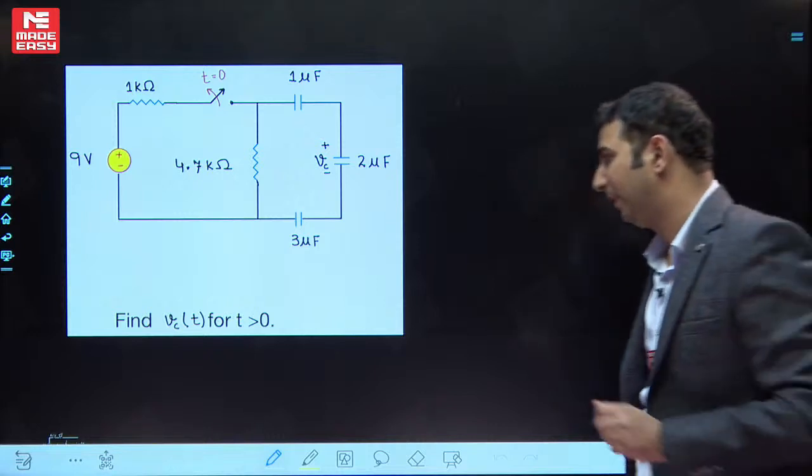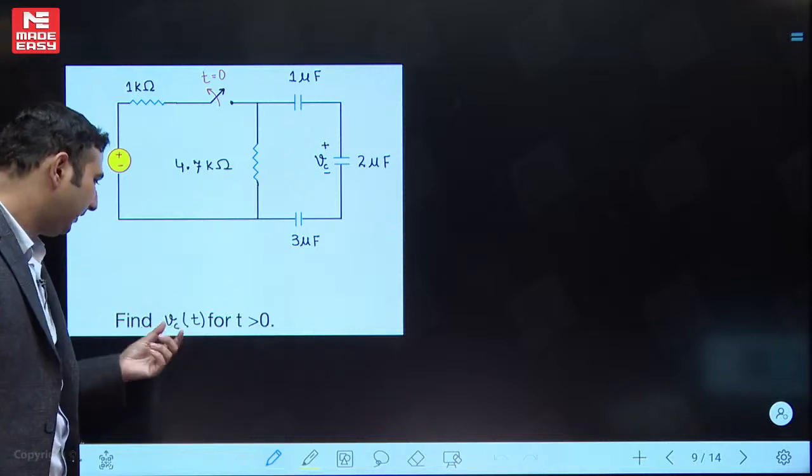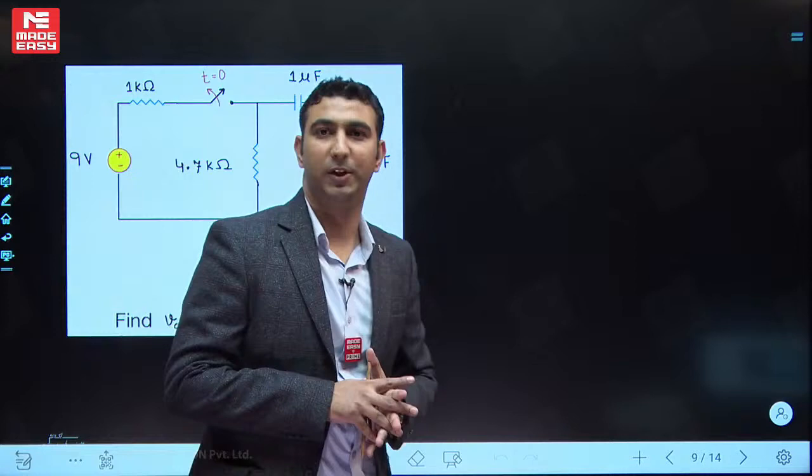Let's see. So this is the next question that we have over here. He wants us to calculate Vc of t for t greater than 0. देखो बच्चा, मैं एक चीज categorically बोलना चाहता हूँ.